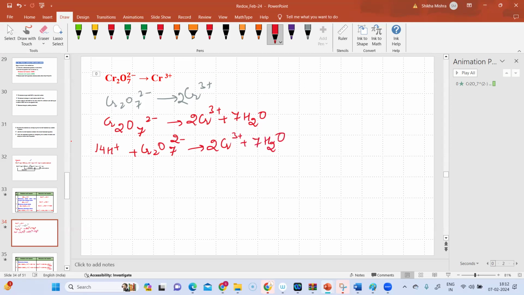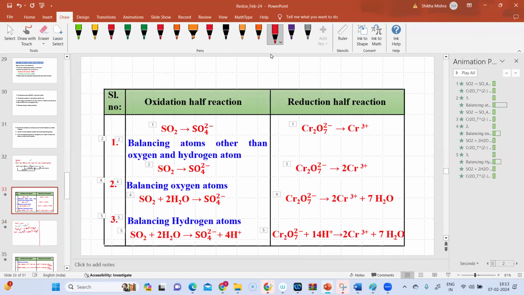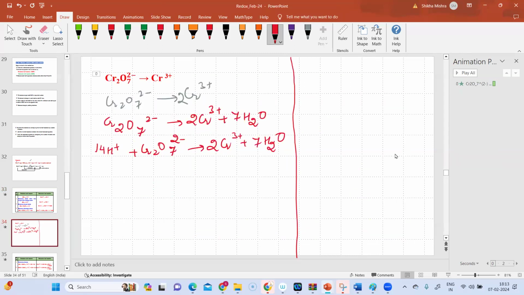Now, if you count them carefully, you will understand, Ritika, that by doing so, we have balanced the atoms, but the charges are not balanced at all, right? So before we balance the charges, let us first balance the other half reaction also. So the other half reaction was this. Let us copy it there.